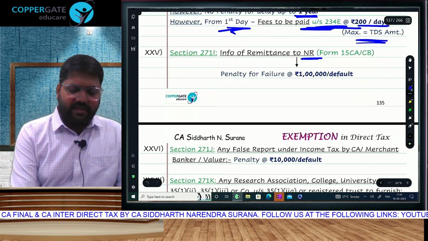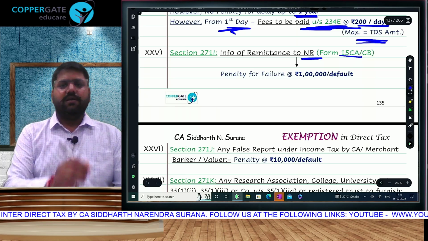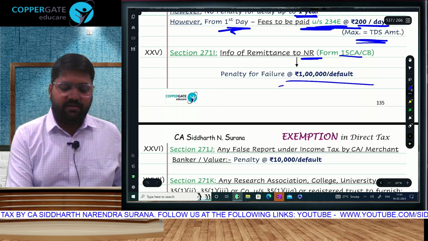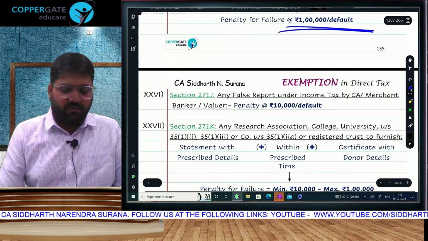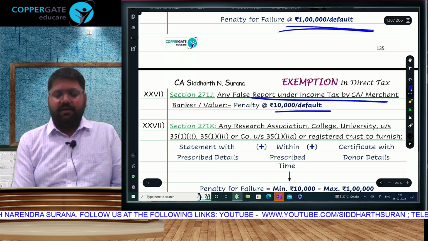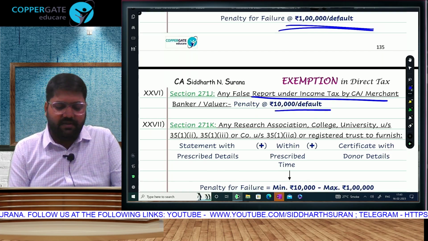If you are giving remittances to non-residents, submit that form 15CA and certified by 15CB, that is certified by a chartered accountant, 15CB, failure will attract 1 lakh rupees per default ka flat penalty. Any false report given by the CA, merchant banker, valuer under the act, 10,000 per default will be attracted.